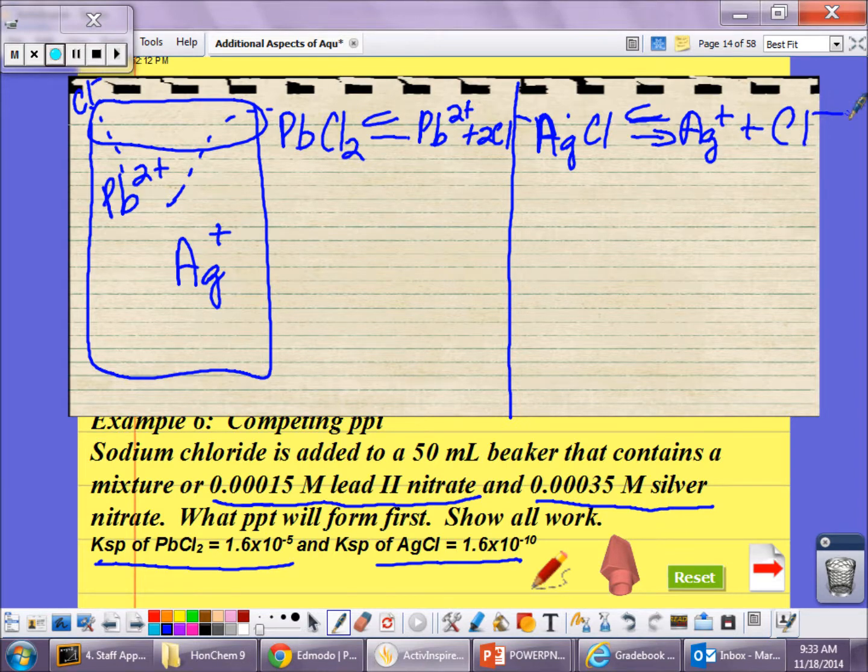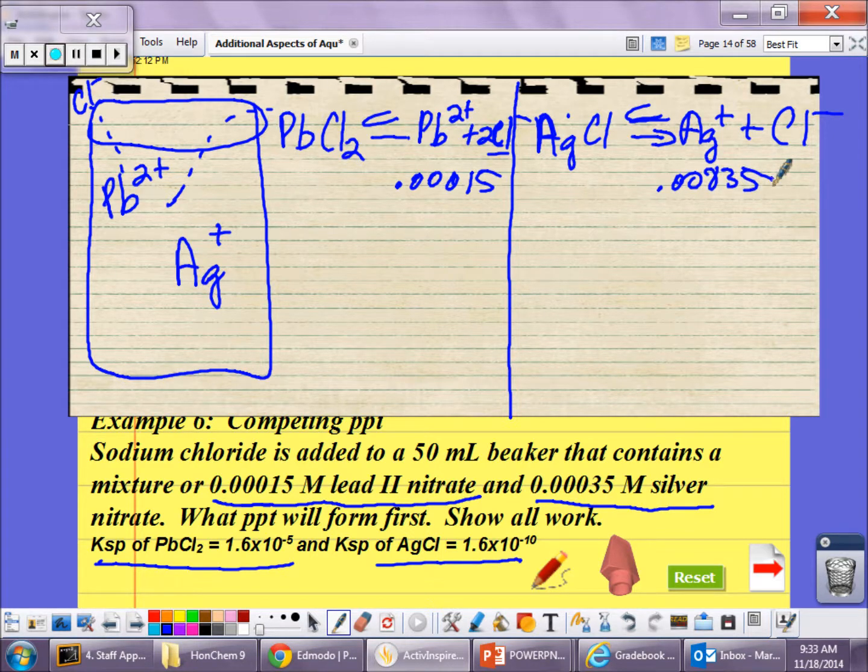Okay, so now they ask you which one will precipitate first. As you can see, we have a common ion. We have the chloride ion in both of them. So let's write down the concentration of each one. What is the concentration of our lead? Lead is 0.0000015 molar. The concentration of our silver is 0.00035.